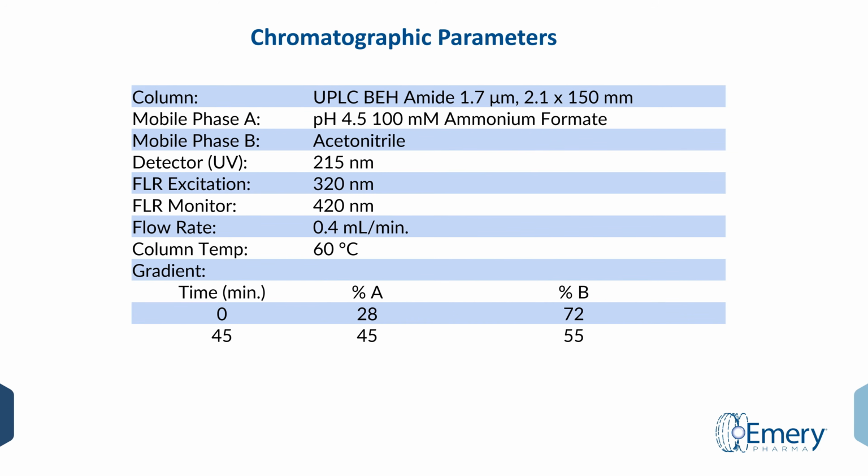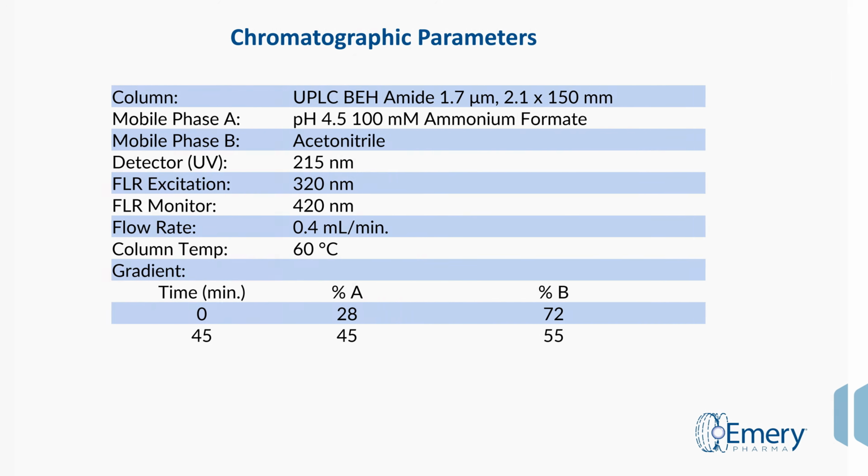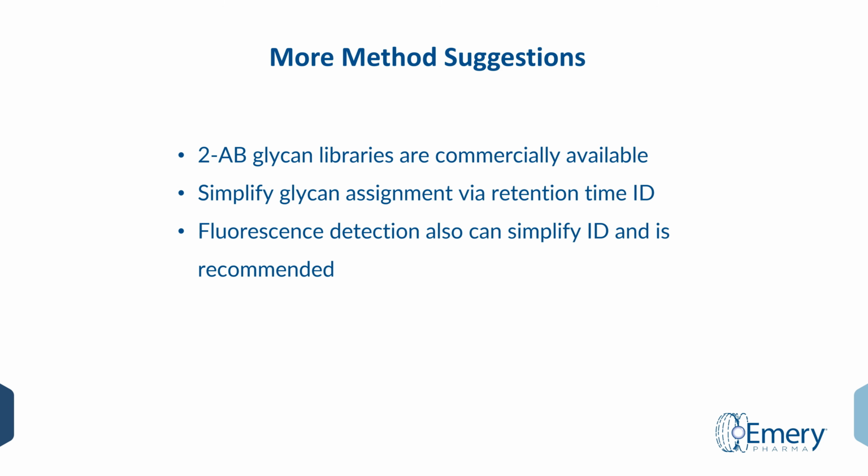Chromatographic parameters that I prefer are presented here. The 2-AB glycan libraries are commercially available and are injected into the same UPLC MS system as the samples. Because the vendor has identified the main peaks in the library, the glycan assignments in the sample are simplified via retention time comparison. Fluorescence detection is very sensitive and is recommended for glycan analysis.